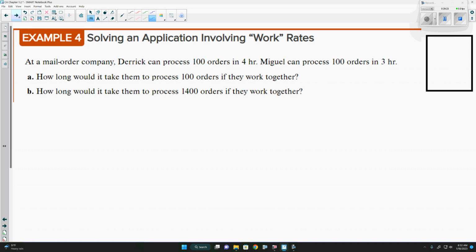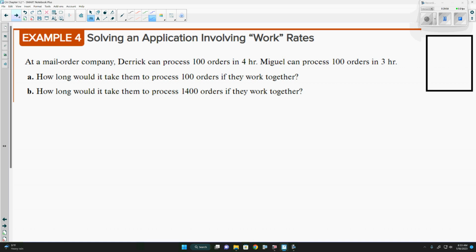Solving an application involving work. I don't know why they put work in quotation marks. Quote unquote work. At a mail order company, Derek can process 100 orders in 4 hours. Miguel can process 100 orders in 3 hours. How long would it take to process 100 orders if they work together?